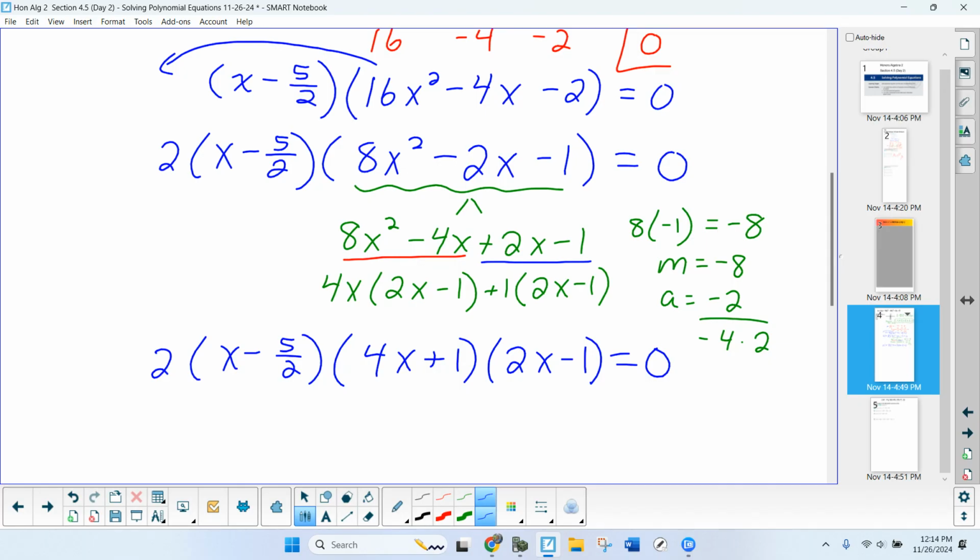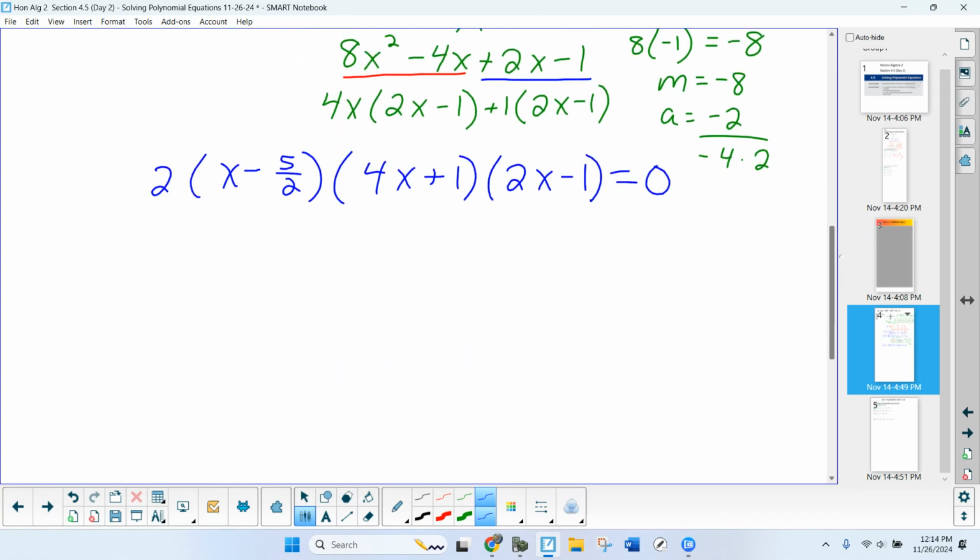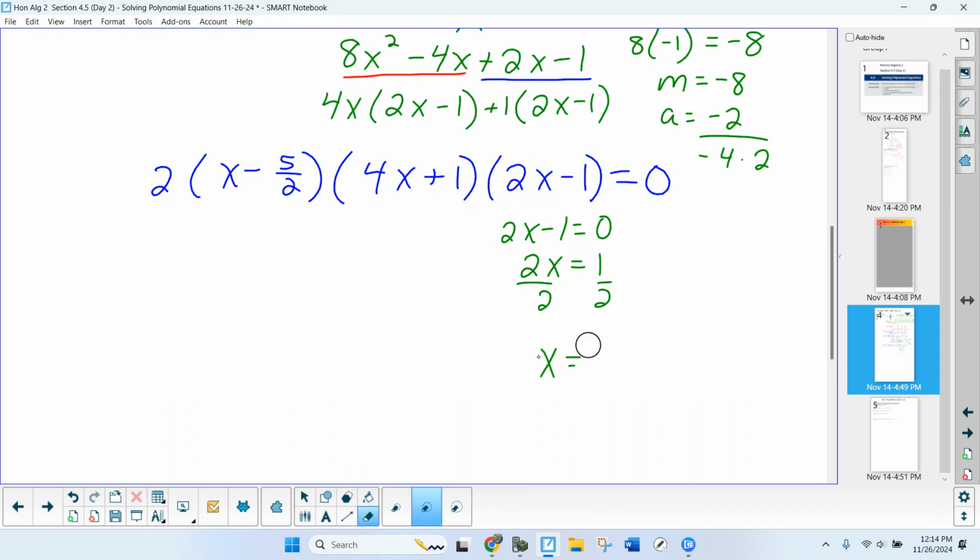You betcha. Okay. What do you do when you set this one equal to 0? What would you guys do? Add 1. Add 1 and then what? Divide by 2. X is what? I'm going to put that in blue. X is 1/2.